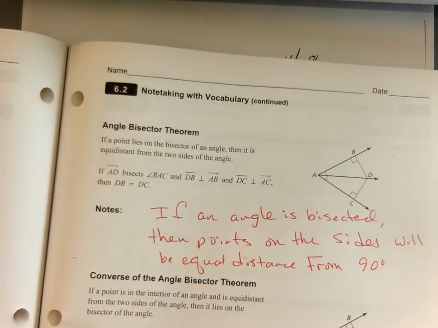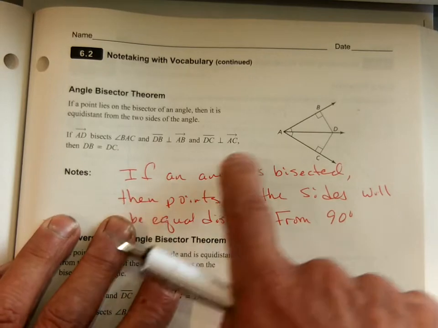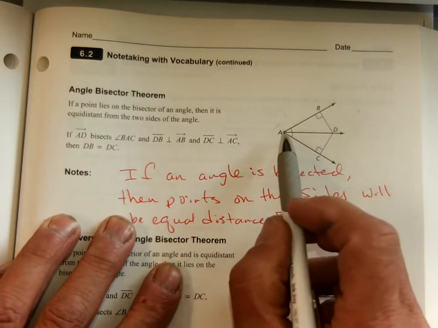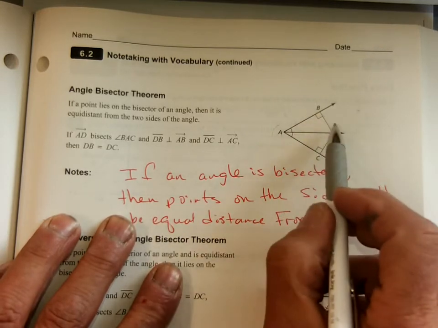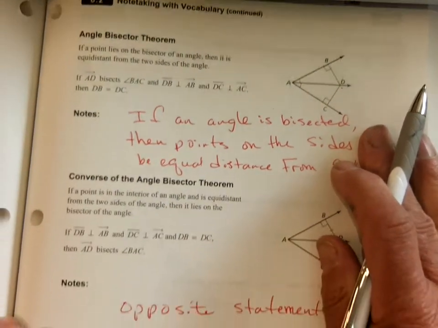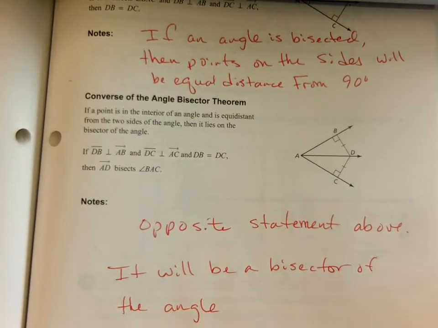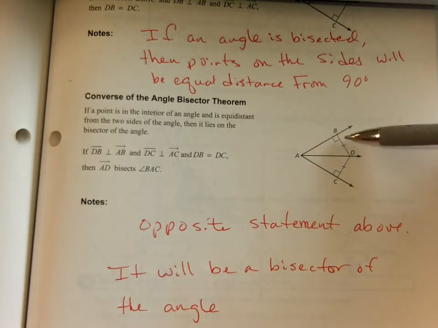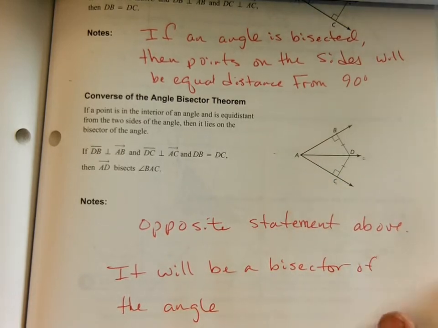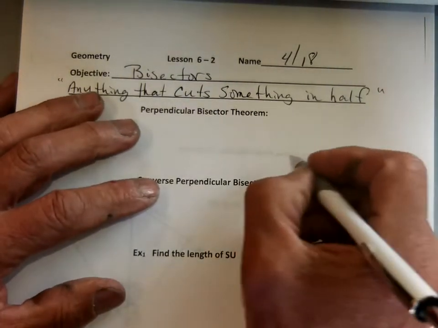So then you've got the angle bisector theorem, and hopefully you've written this down, and that is if an angle is bisected, so here's an angle that got cut in half, then any point along here on the bisector is going to be equal distance to the sides if it's at 90 degrees, okay? And then the converse of that is just the opposite of what we just said. So if this is equal distance from the two sides, then this has to be a bisector of the angle.